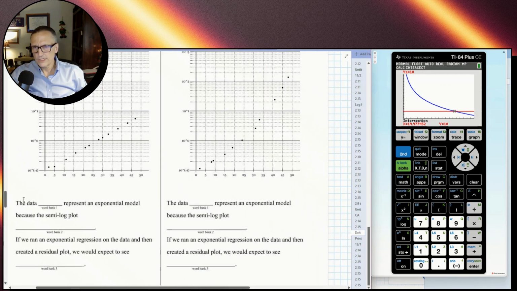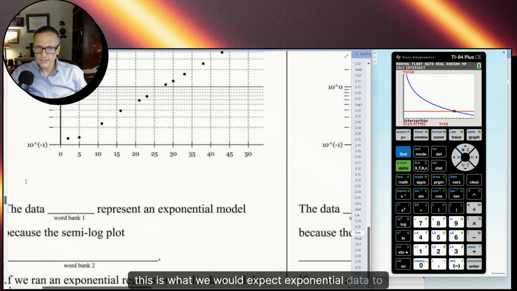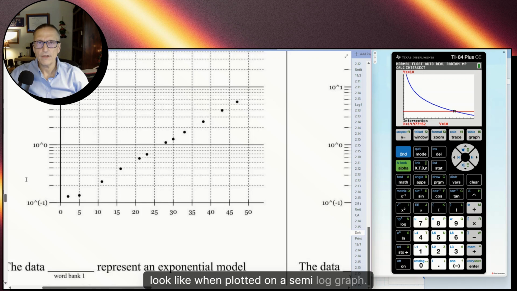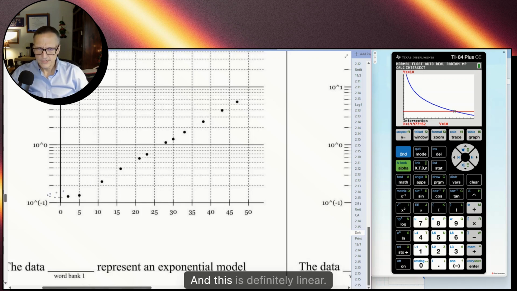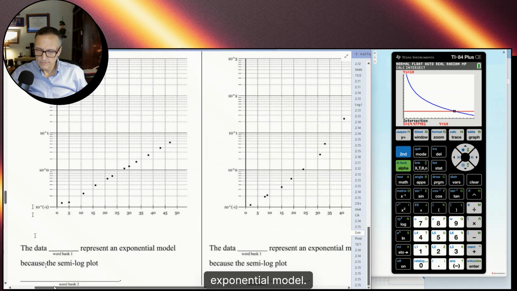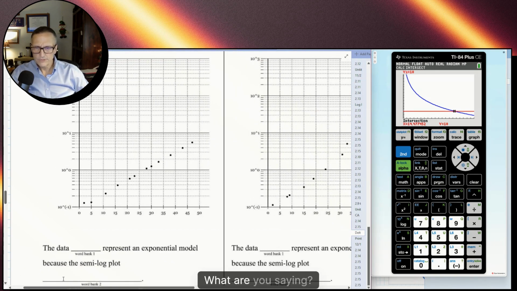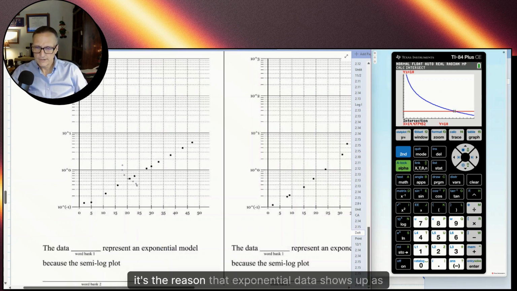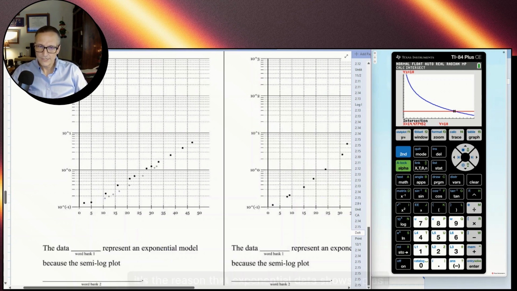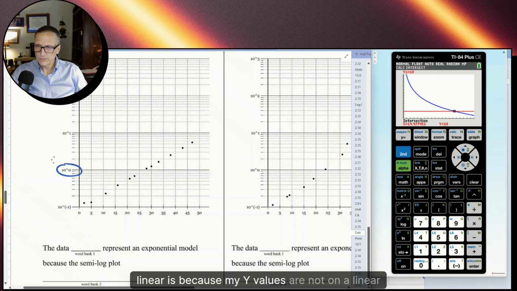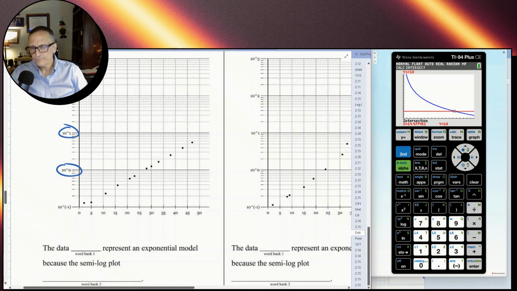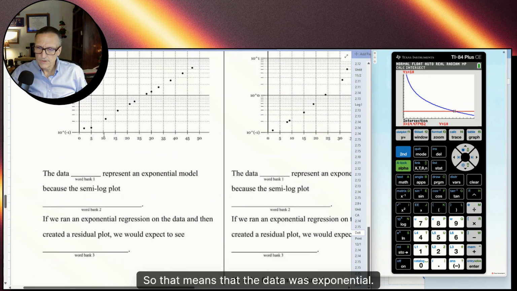If you take a look here, this is what we would expect exponential data to look like when plotted on a semi-log graph. And this is definitely linear, so that means the data does represent an exponential model. And again, don't think, what are you saying? It doesn't make sense because linear is exponential. No, the reason that exponential data shows up as linear is because my y values are not on a linear scale. They're on an exponential, or what we call a log scale. So that means that the data was exponential.